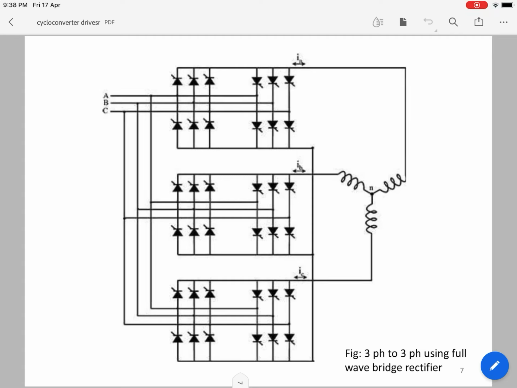Again, a three phase to three phase full wave bridge cycloconverter can also be used. In that case we use three full wave bridge rectifiers, as you can see here, and the number of thyristors increases because it is a full wave bridge. The number of thyristors in this case is increased to 36. In the previous one, 18 thyristors were used.